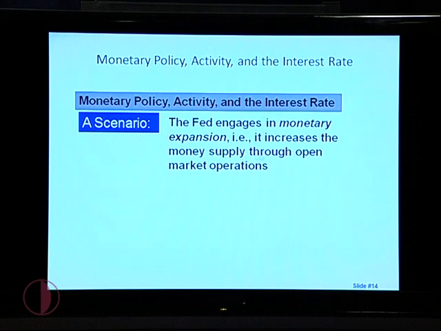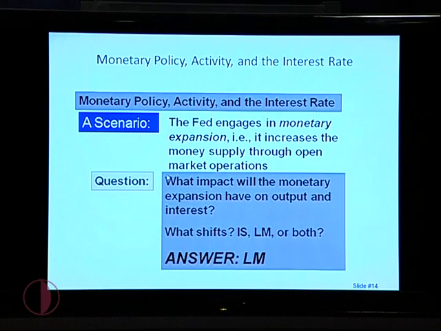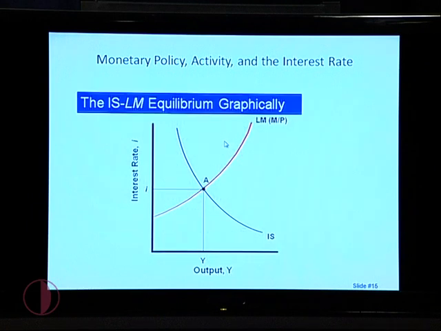Monetary policy, activity, and the interest rate. The Fed engages in monetary expansion, that is, it increases the money supply through open market operations. Question: what impact will the monetary expansion have on output and interest rate? Does it shift IS, LM, or both? LM. So now you can see how open market operation is the one that shifts the LM curve. IS and LM before an increase, equilibrium A. This is it.